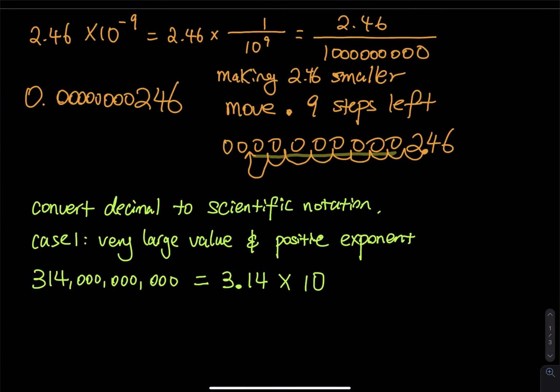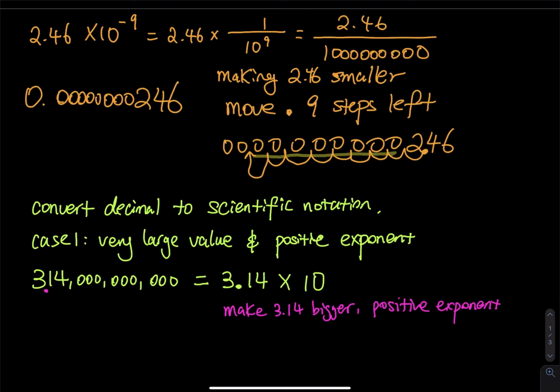So let's switch color first. You want 3.14, right? How many steps do you have to make? So this is a 3.14. This is a 314 followed by so many zeros. So that means you are making this bigger, right? So you are trying to make 3.14 bigger. So that means you have to use a positive exponent.